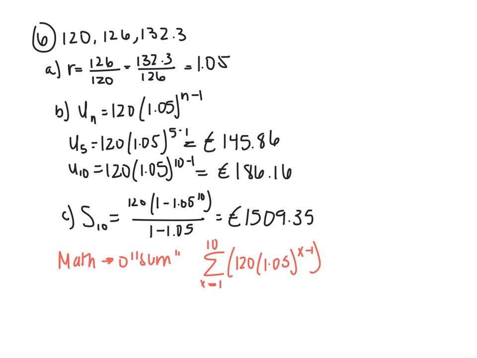Part C wants to know at the end of the 10 years how much total money will he have in the account, and so that's summation. So your geometric sum formula is your first term times 1 minus your common ratio raised to the nth power, divided by 1 minus your common ratio. If you plug in all your information, plug in 10 for n, you end up with 1,509.35 euros. You could have also done math sum and used your sum formula to get the same answer for part C.